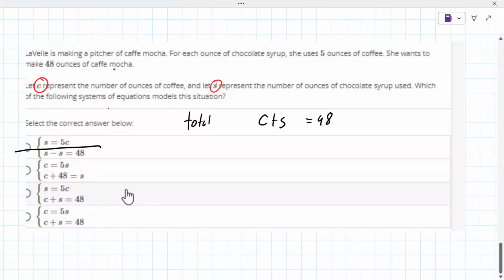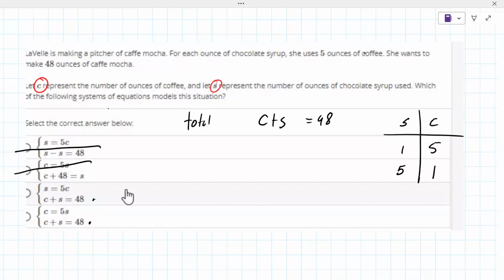You want to look for that one first. That gets rid of A and B, but both of these have that relationship. So now you have to decide, is it S equals 5C or is it C equals 5S? For each ounce of chocolate syrup, she uses 5 ounces of coffee. What I tell students is to make a quick table. Is it that one goes with five or five goes with one? Which is the right understanding of this?